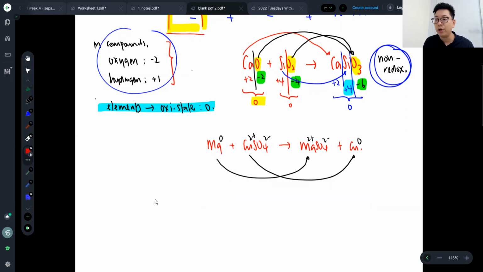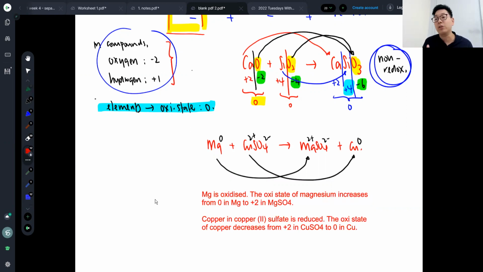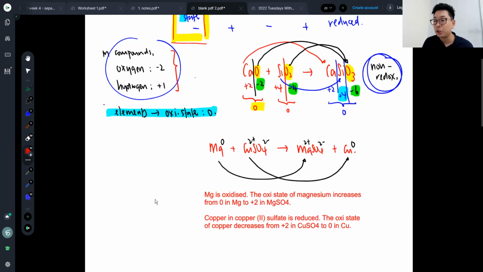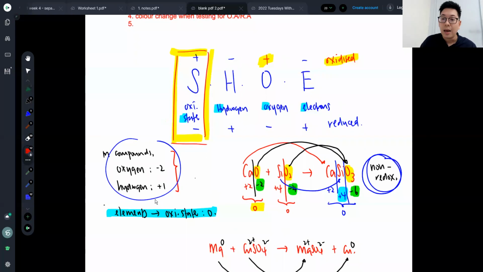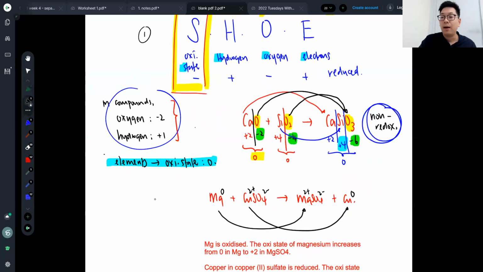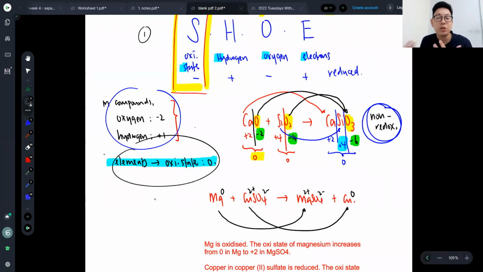Now, for those of you who just joined, all I'm doing is a quick recap of what redox is about. So you didn't miss much. I basically started with the 4 definitions of redox: oxidation state, hydrogen, oxygen, electrons. I talked about how to fill in oxidation states, because some students cannot do that. Always fill in your compounds first. Always start with oxygen and hydrogen first in compounds. Elements, always 0.